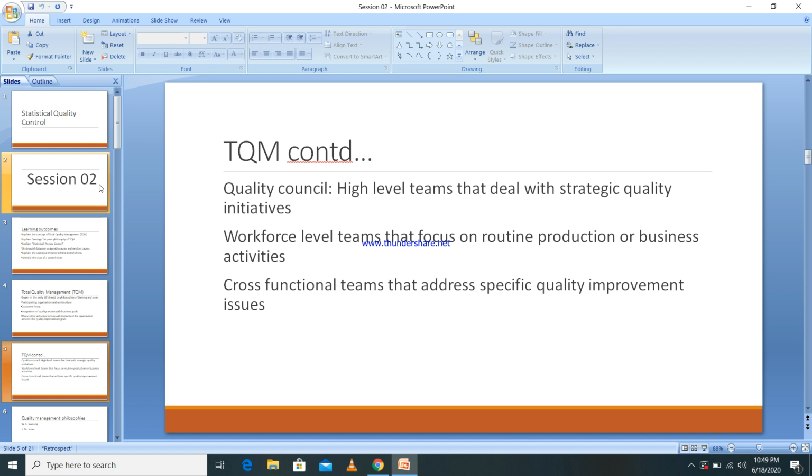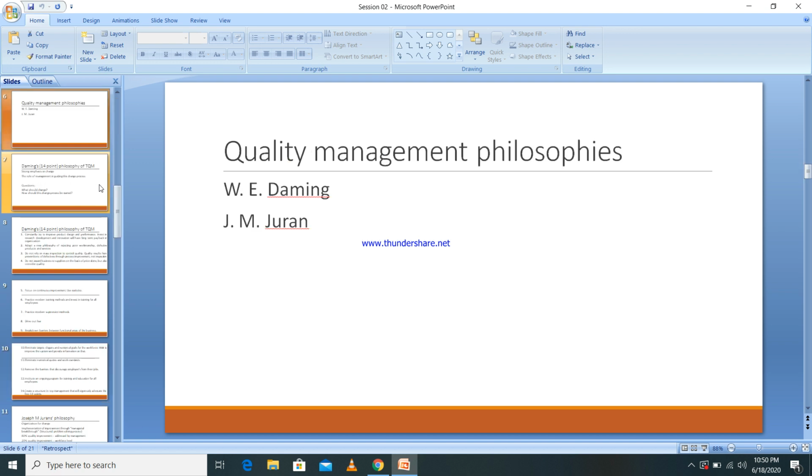We need a high-level team of CEOs and directors, and we need employees who are engaged in the production process, and also we need a team to communicate between these two teams, the high-level and the workforce-level teams, right? As I told you, there are two important philosophies in history, one introduced by Deming and the other introduced by Juran.